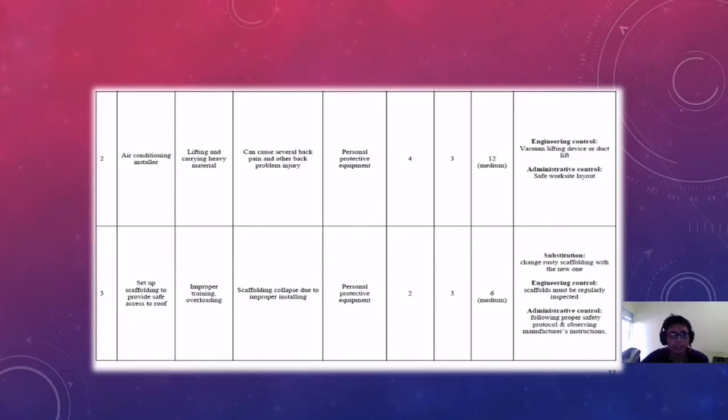Thirdly, the work activity is setting up scaffolding to provide safe access to the roof. The hazard is improper tying and overloading. The risk is 6, medium. Control measures: substitution, change the rusty scaffolding to a new one. Engineering control: the scaffold must be regularly inspected. Administrative control: follow the proper safety protocol and observe the manufacturer's instructions.